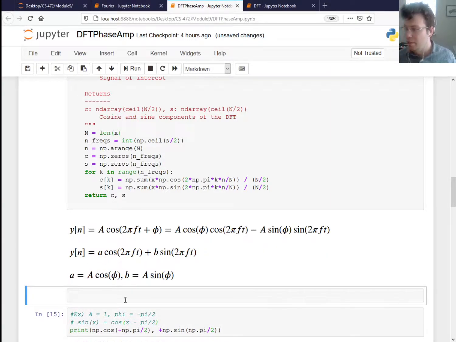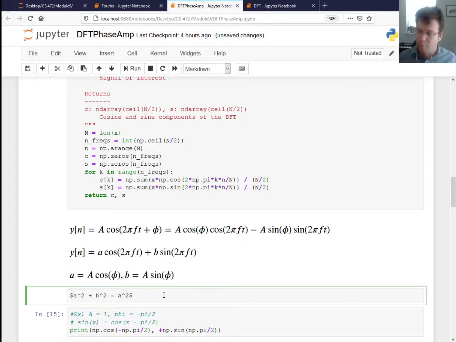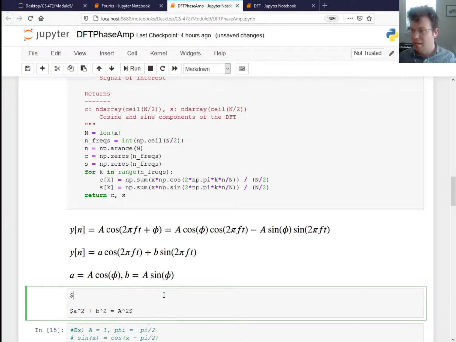Okay, so I'm just defining a couple variables here. Well, here's an observation. So a squared plus b squared is equal to big A squared. Well, how could that be? Well, this is where we have to use the Pythagorean identity, because, okay, so a squared plus b squared.